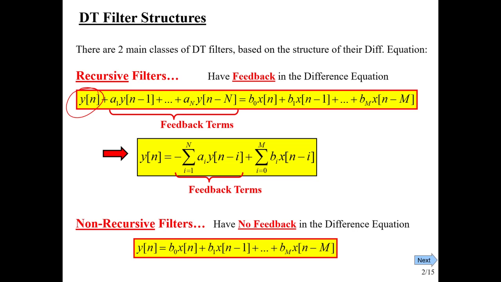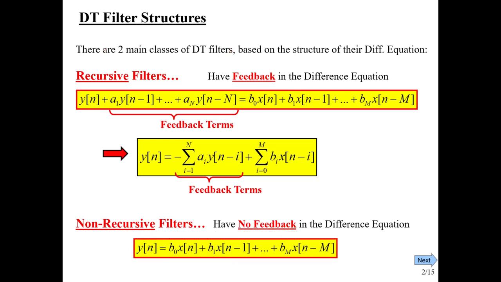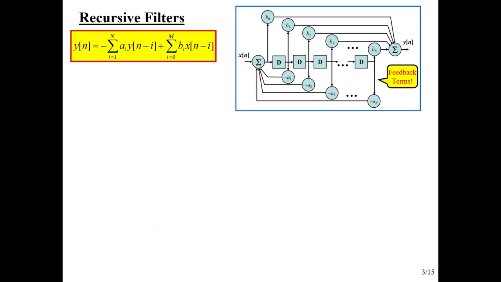And then the other big class, remember, two main classes, are non-recursive filters. These have no feedback. The current output is computed depending only on current and past input samples, no feedback of previous output samples. So that's a non-recursive filter.